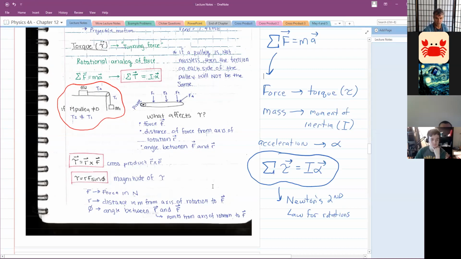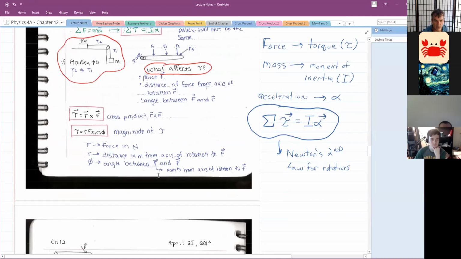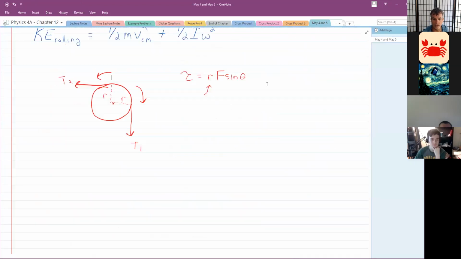So the question is, what affects torque? Let's say that I have a door, and this is just an overhead view of the door. The door is pivoted here, and I can cause the door to rotate by exerting a force on it. How quickly this door rotates, its angular acceleration, is going to depend upon a few things. Well, the torque, but what does the torque depend upon? So here, what does torque depend upon?